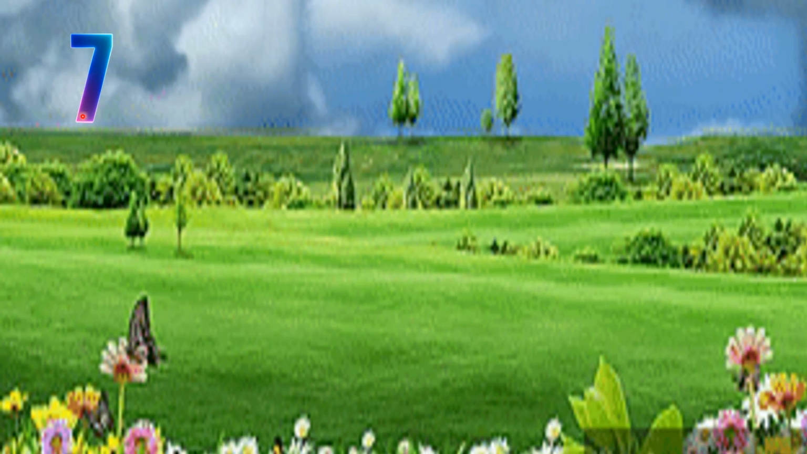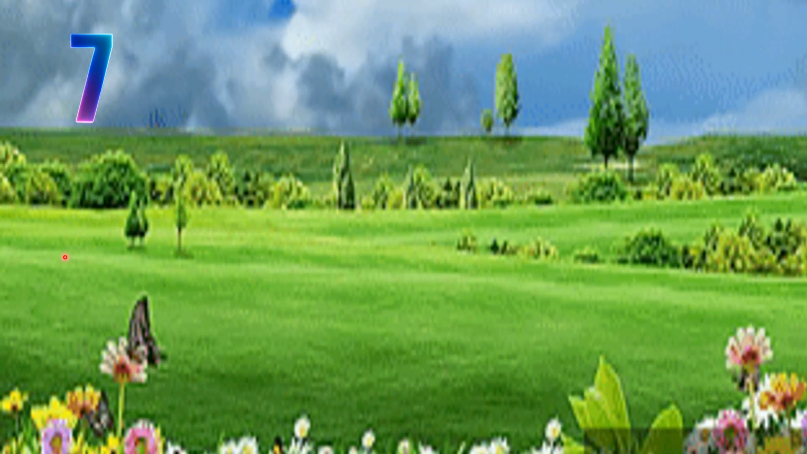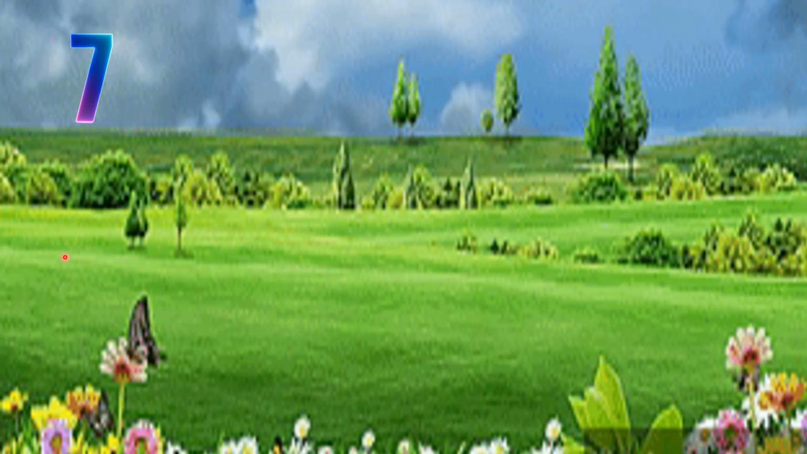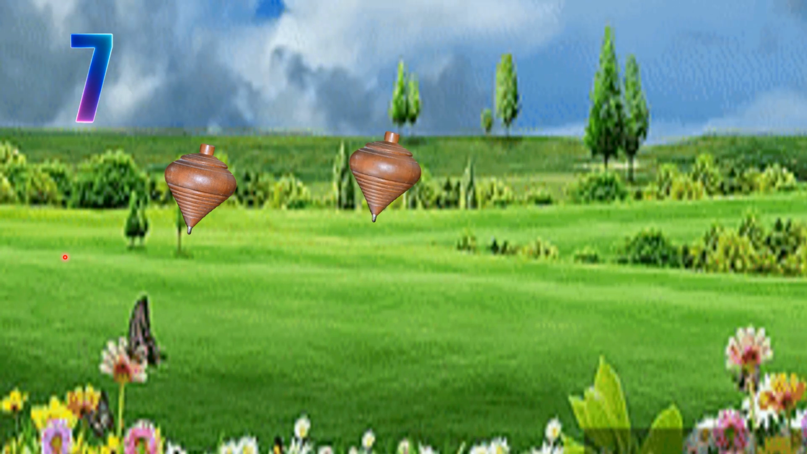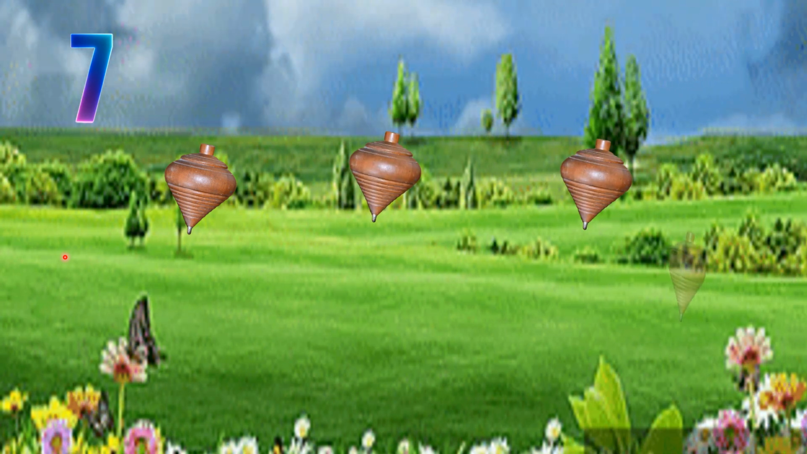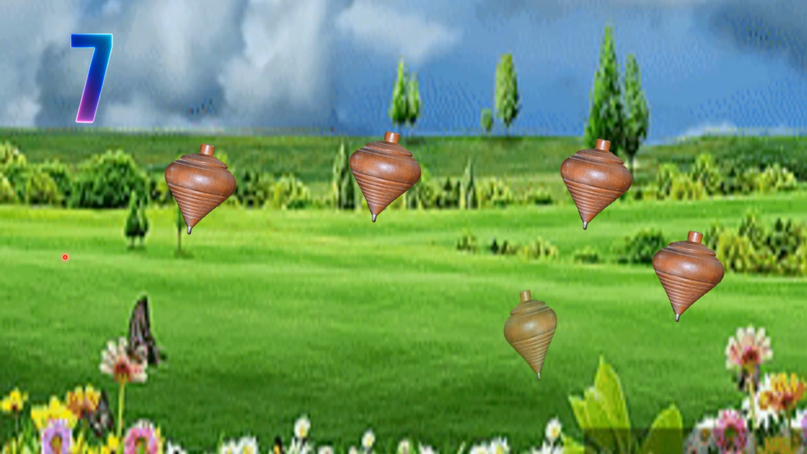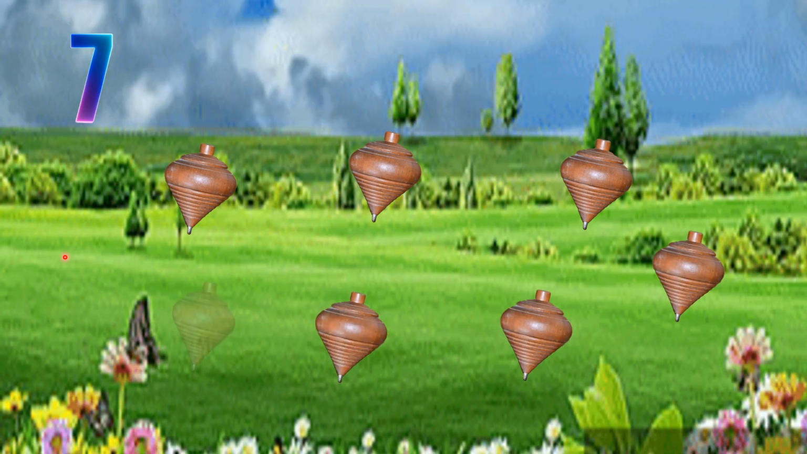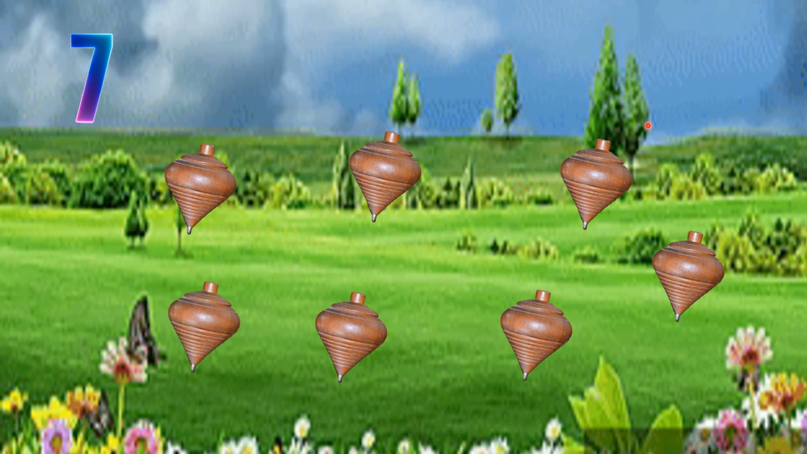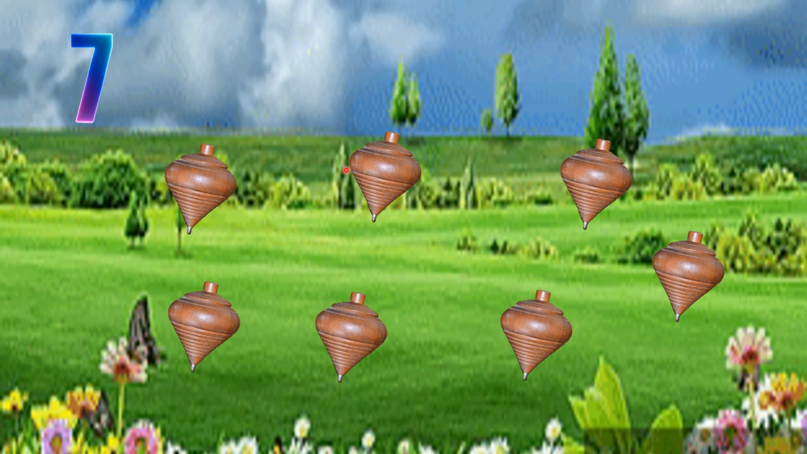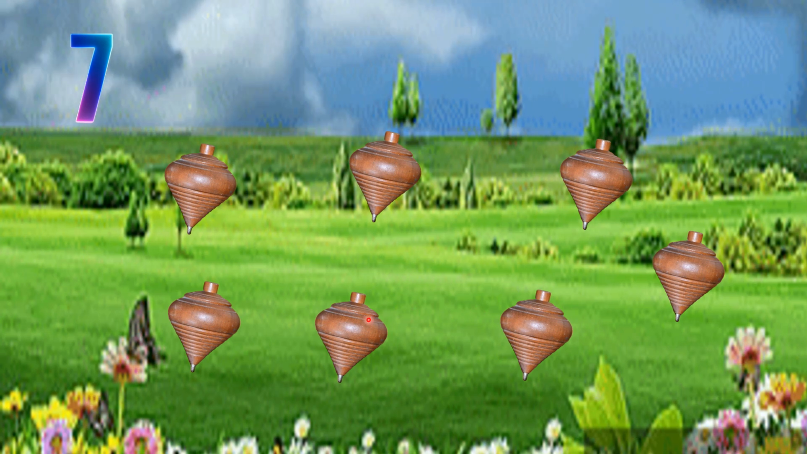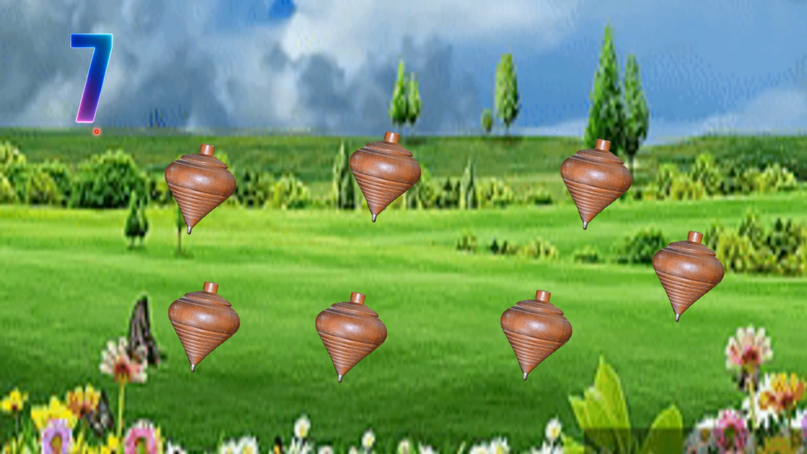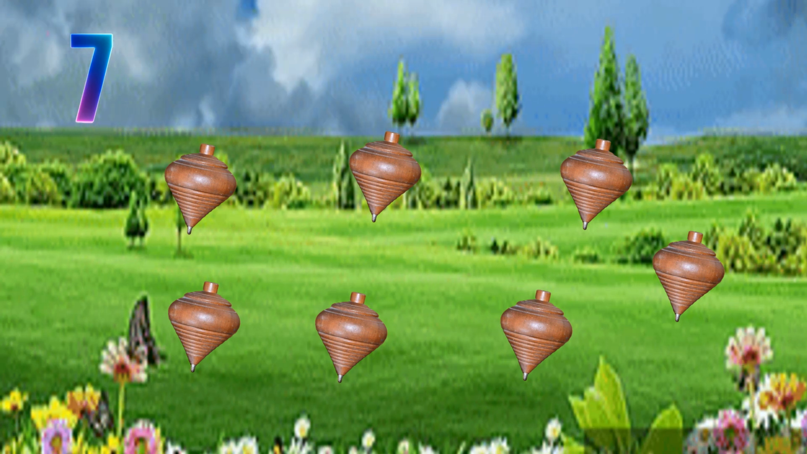Let us go to the next page. Which number is this, children? This is number 7. Now, we will count number of tops. So, look at the screen. 1, 2, 3, 4, 5, 6, 7. How many tops are there? Count again with me. 1, 2, 3, 4, 5, 6, 7. 7 number. 7 tops. Yes.